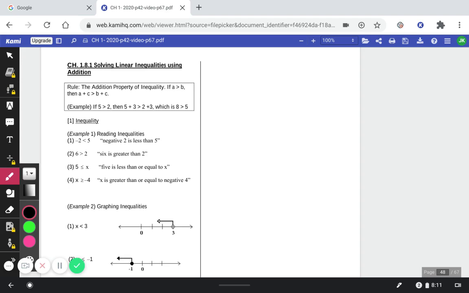Hello, everybody. This is Professor Jason Kim, and in this video, we're going to talk about solving linear inequalities using addition and subtraction.